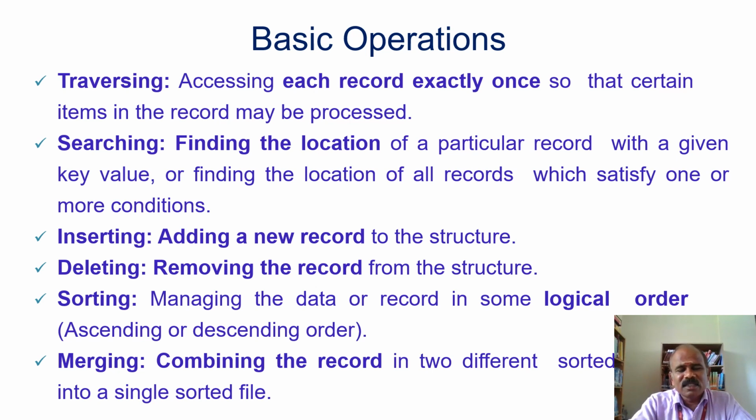Here is the basic definition of those operations. Traversing is accessing each record exactly once, at least once, so that certain items in the record may be processed. Searching, finding the location of a particular record with a given key value. Here, key value could be the positional value or the data which you want to search itself, or finding the location of all the records which satisfy one or more conditions.